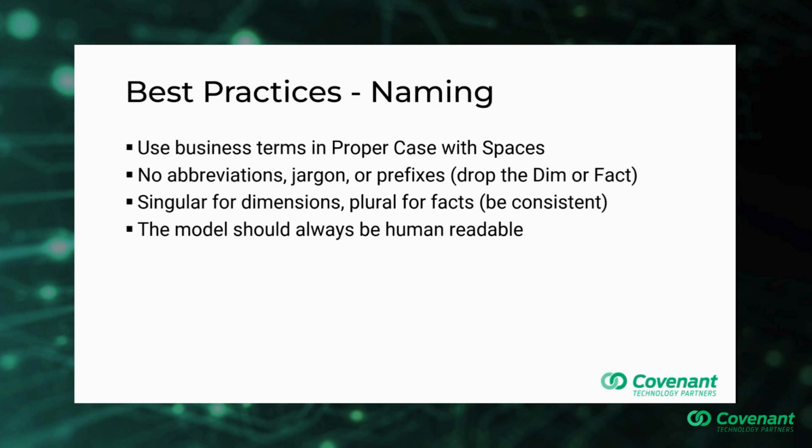I mentioned this already, but no abbreviations, avoid jargon, don't use prefixes. None of that means anything here from a clear language perspective. And then there are some general guidelines: dimensions should be singular, facts should be plural, that sort of thing. What's more important than this, though, is to be consistent. If, for instance, you want to be plural on your dimensions, fine, but make sure you're doing that everywhere, not just on a single dimension or something along those lines.